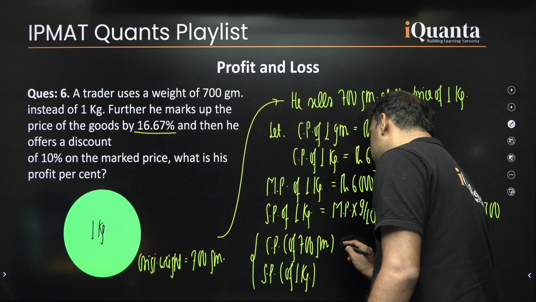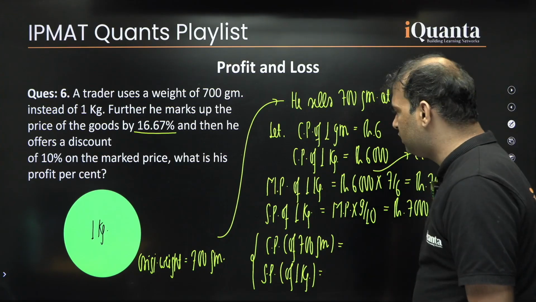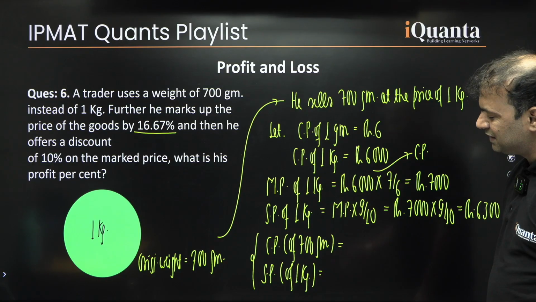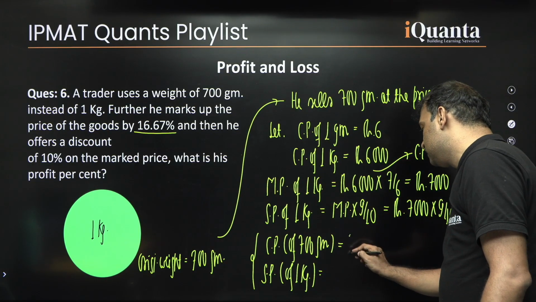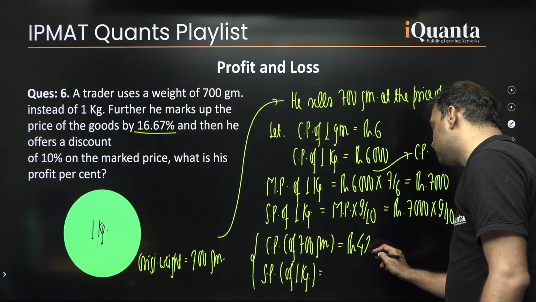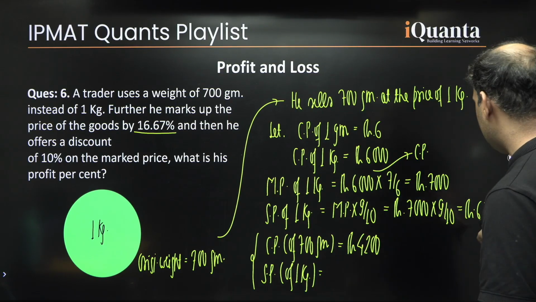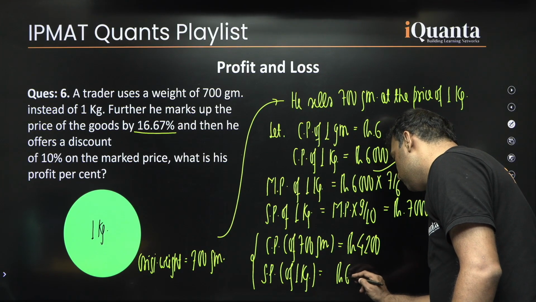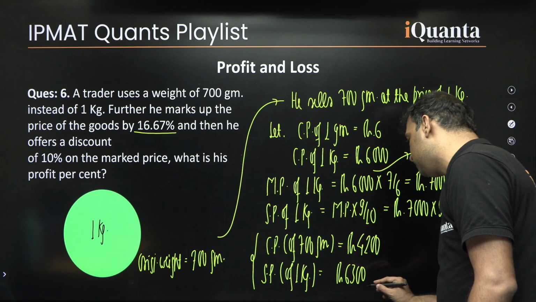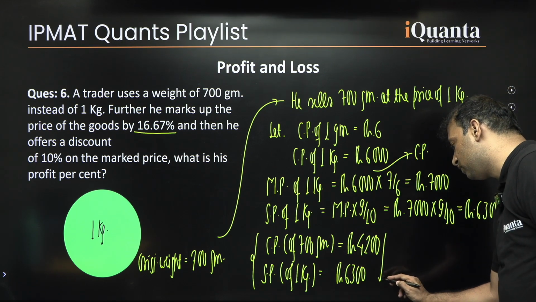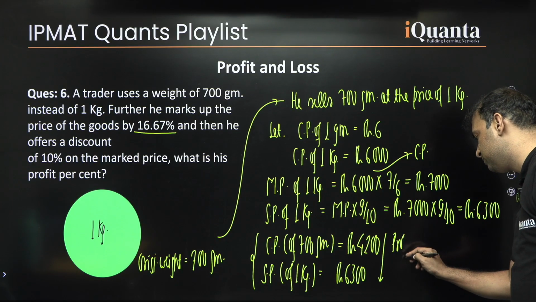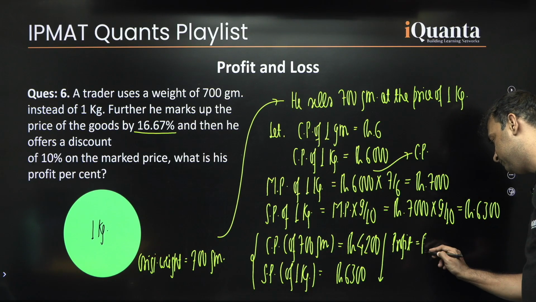So guys, what is the cost price of 700 grams? Remember, we assumed the cost price of 1 gram is 6. So for 100 grams it is 600 and for 700 grams it is 600 into 7, which means 4,200, right? And his selling price of 1 kg must be 6,300, all right? Now we should finally consider the profit, and profit is simple. Profit is simply 2,100, all right?